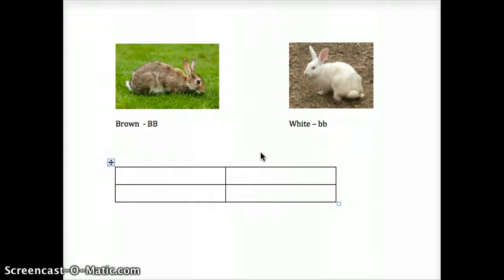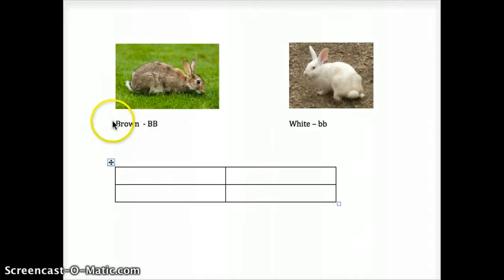To help show this and to predict the offspring, so that we're able to understand how a Punnett square works, I have two rabbits on the screen. We have a brown rabbit, and we also have a white rabbit. Now brown as a hair color is actually a dominant trait. That means that no matter what, if a bunny has a brown gene, or allele, that's going to be expressed. White is actually a recessive trait.